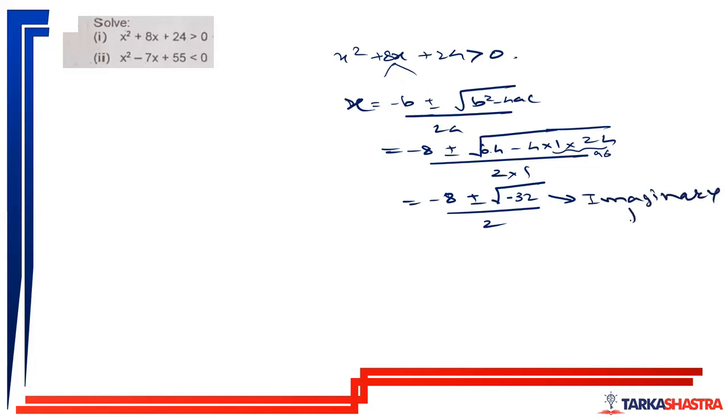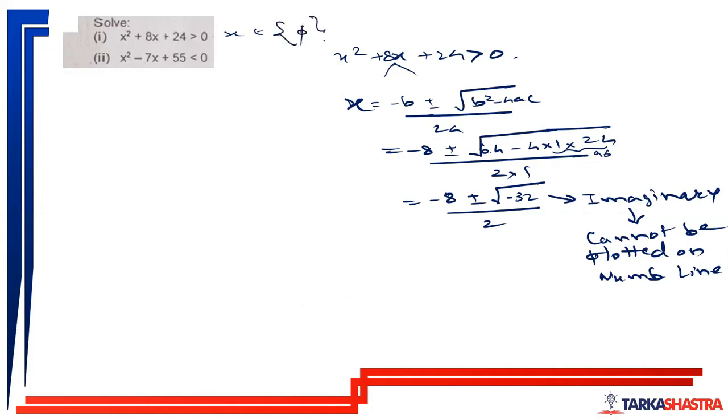As this is an imaginary value, it cannot be plotted on the number line. We have to understand this. As it cannot be plotted on the number line, there is no real value of x which satisfies this inequality. So x belongs to a null set.